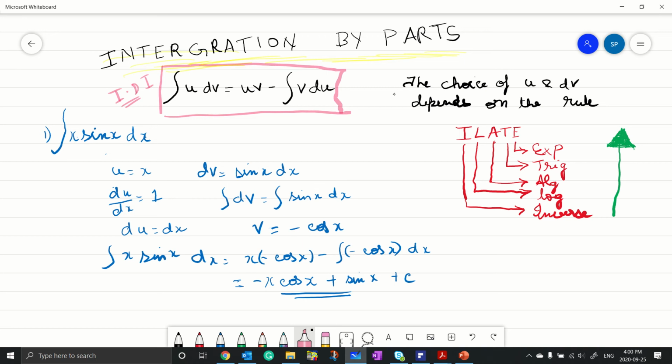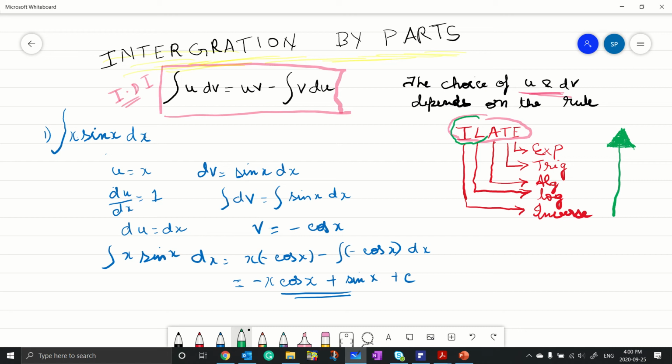Now if you have a function and you can't reduce it, how can you choose u and dv? There is a general rule for that, and the rule is called the ILATE rule. I have made it ILATE because it's easy to remember. Some books or methods also consider it as the LIATE rule.